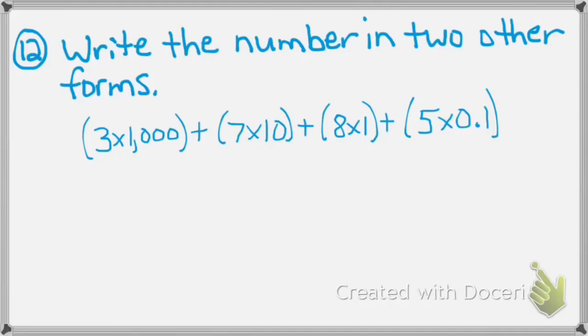And my final problem is example number 12. Again, same question, but they give it to me in yet a different form. Write the number in two other forms. So I look at the form that they gave me, 3 times 1,000 plus 7 times 10 plus 8 times 1 plus 5 times 1/10. And I say, oh, I know, that is expanded form.